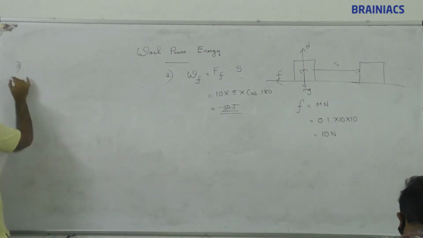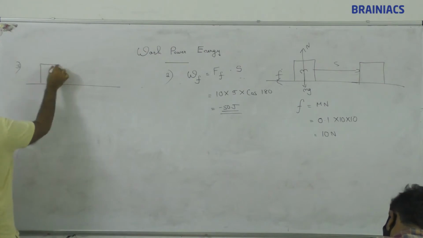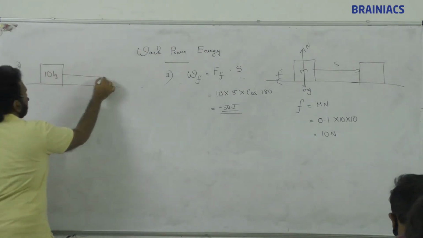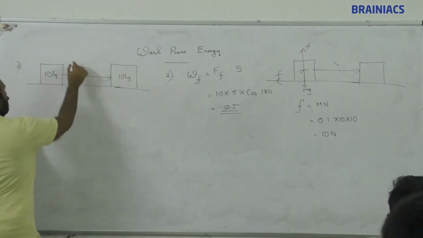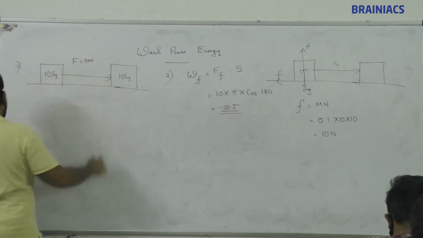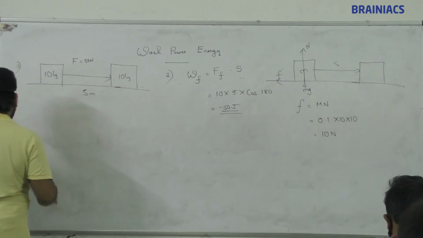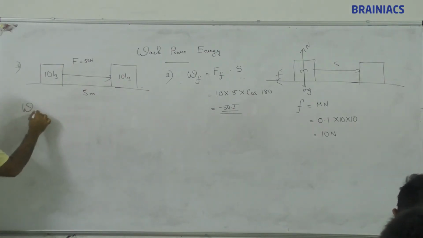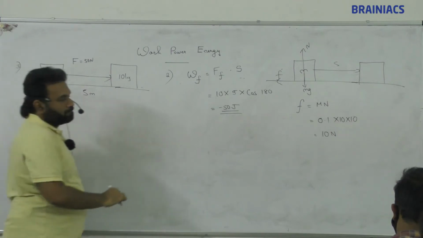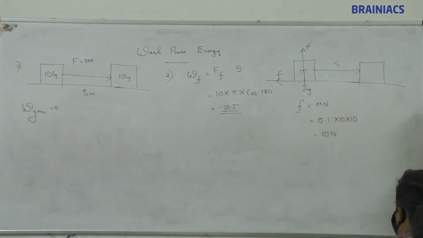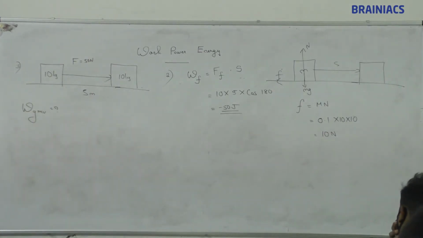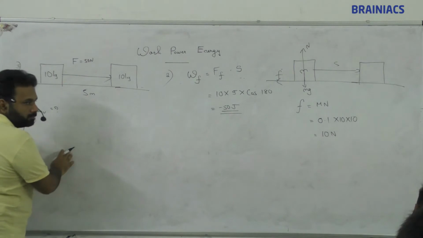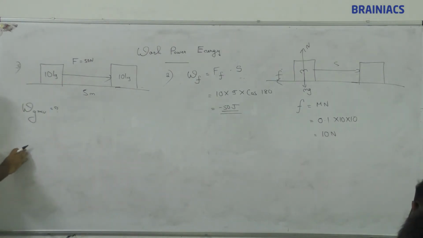Okay. Third question. 10 kilogram mass displaced, the force applied is 50 Newton. What is the work done by gravitational force? Come on. 0. What is the work done by gravitational force? 0. Work done by gravitational force is 0.